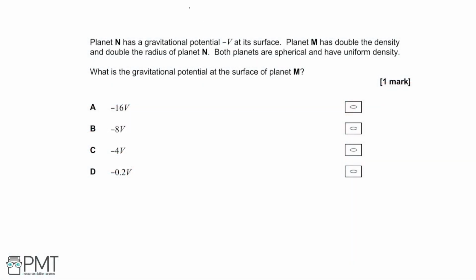This question is about the gravitational potential. The question says, planet N has a gravitational potential minus V at its surface. Planet M has double the density and double the radius of planet N. Both planets are spherical and have uniform density. What is the gravitational potential at the surface of planet M in terms of that of planet N?